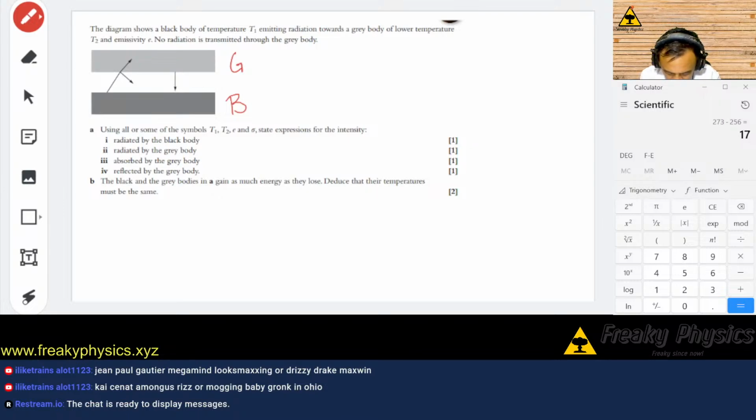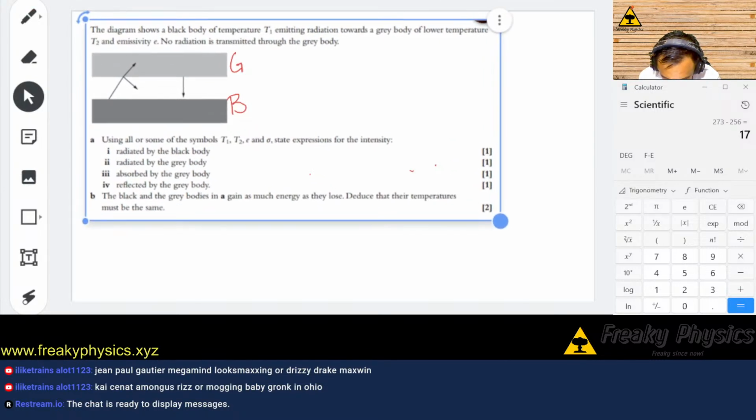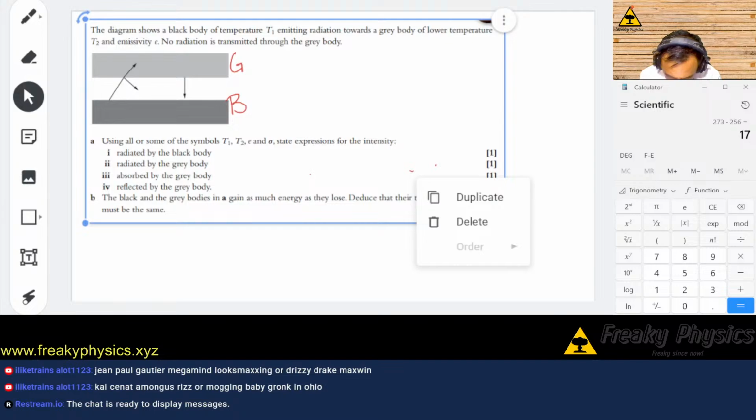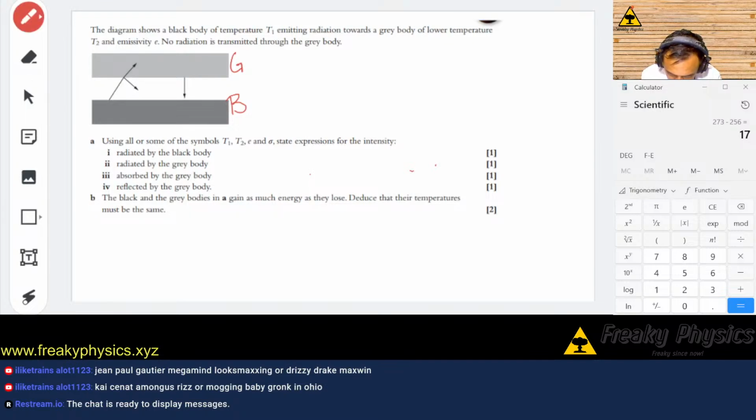Okay. All right. So I'll do the first part to help you out how to do it, and then you do the others for A. Okay. So, using all the symbols, state the intensity radiated by the black body. Remember that the power, let's just put the formula in. Power equals emissivity sigma area T to the 4. Right. So this is the same as saying the intensity is equal to E sigma T to the 4. The area disappears because you divide both sides by the area.